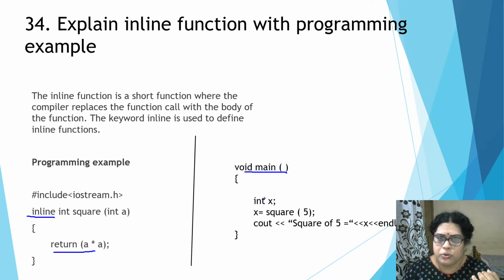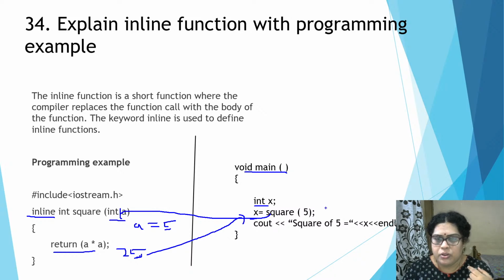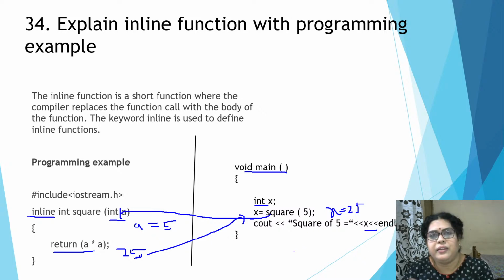And in main, you declare a variable int x, and you call this function square. So x is equal to square of 5. What happens? Here a will get the value 5, and it is going to return the value 25. It will be stored in x, so x is equal to 25. After we have got this value, we need to display it back to the user, isn't it? So we write cout less than square of 5 is equal to x, and we get the print of that answer.